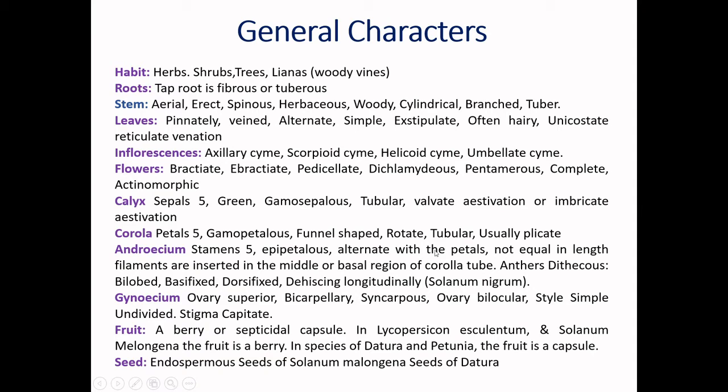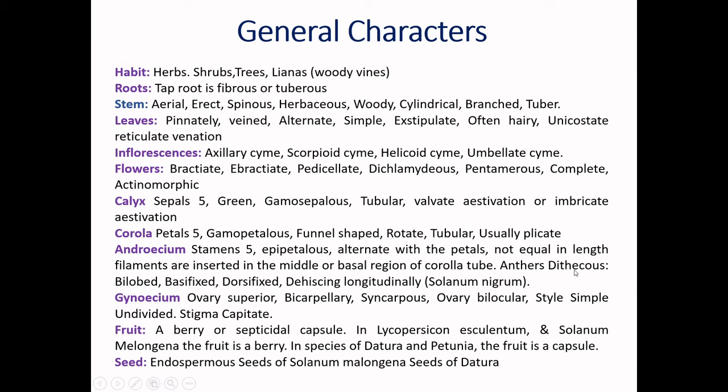Alternate with the petals. Not equal in length. That means some are short, some are long. Filaments are inserted in the middle or basal region of the corolla tube. That's why they are epipetalous.